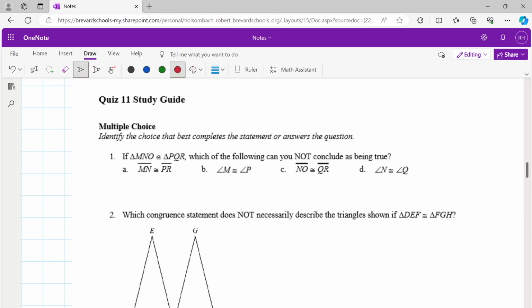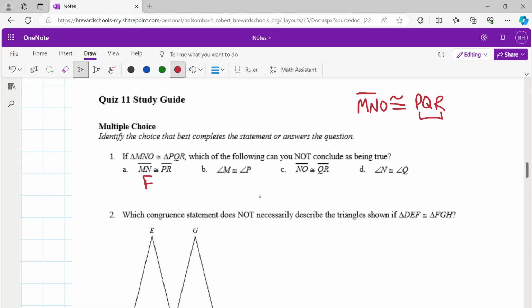If MNO is congruent to PQR, which of the following can you not conclude? So on your paper, maybe write MNO congruent PQR. Which of the following can you not conclude as being true? A, right? Because MN, the first two vertices, congruent to PR, first and last. This is not true, is it?